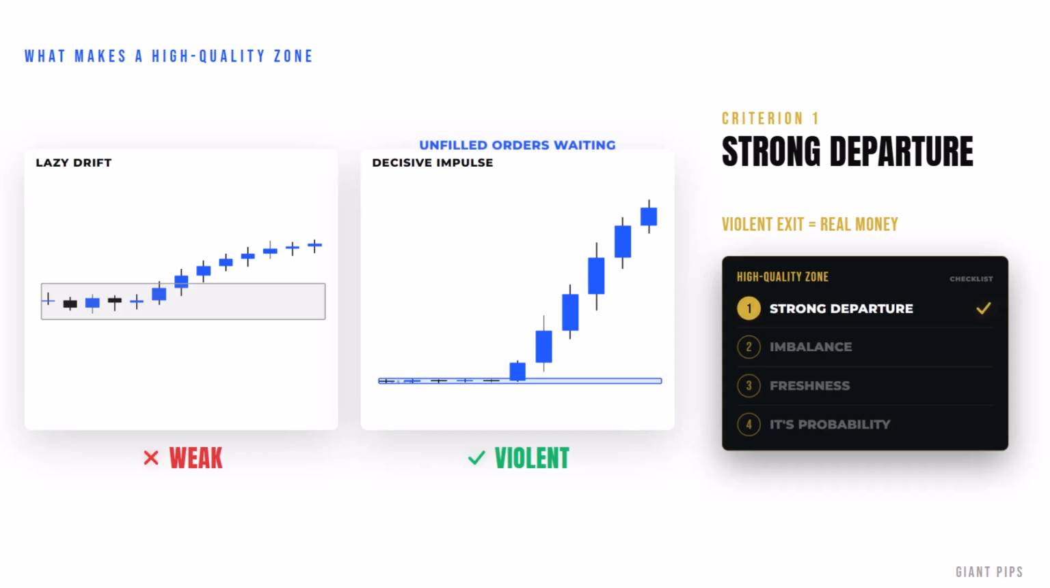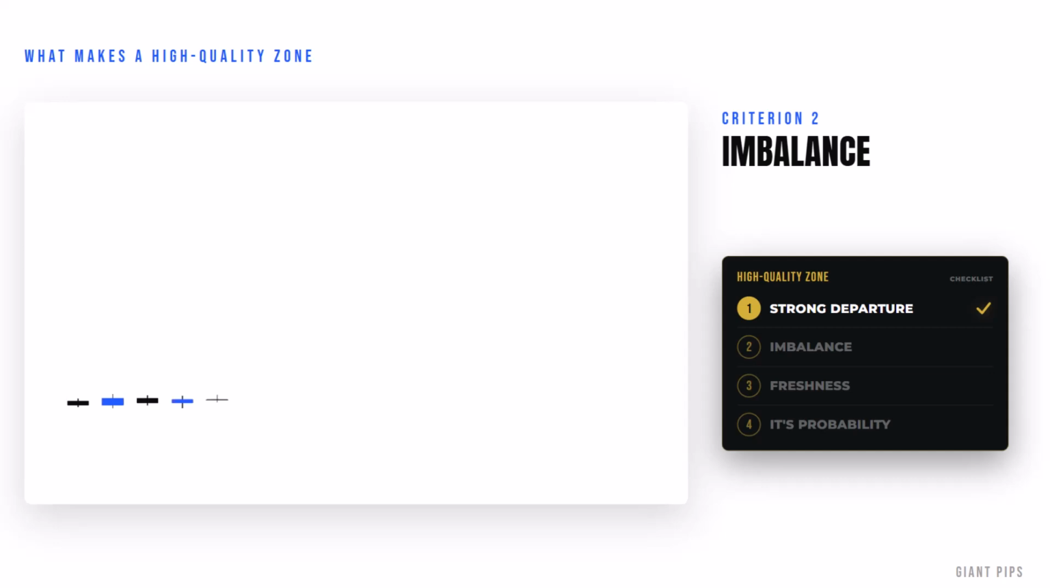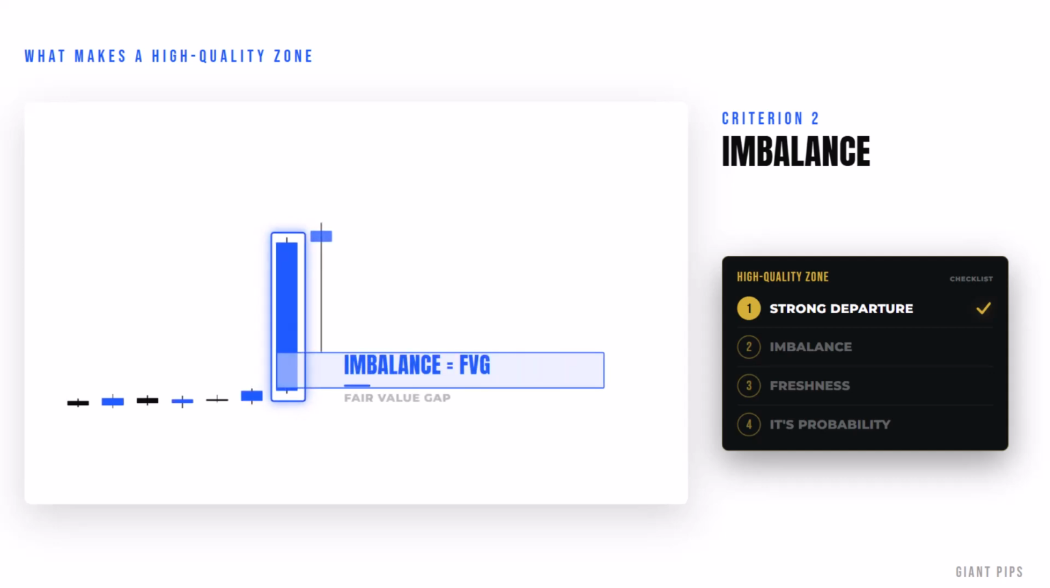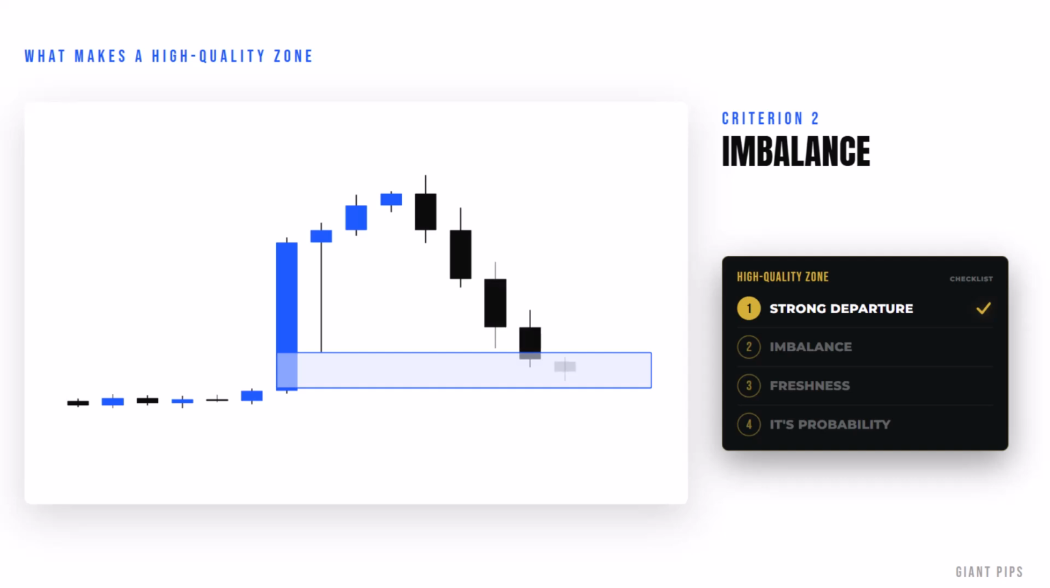Second, imbalance. When price moves so fast that buyers and sellers didn't get to trade evenly, when one side completely steamrolls the other and leaves a gap behind in the process, that's called imbalance. And you'll also hear it called a fair value gap. Strong zones usually leave imbalance behind on the way out. It's basically a fingerprint of urgency, and price will often want to come back and fill those imbalanced areas later on.